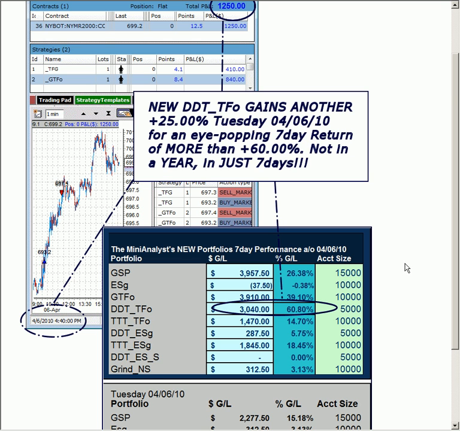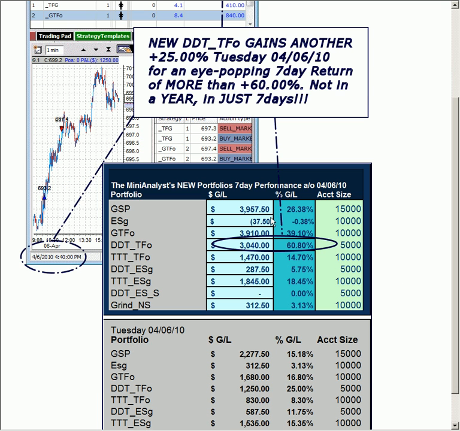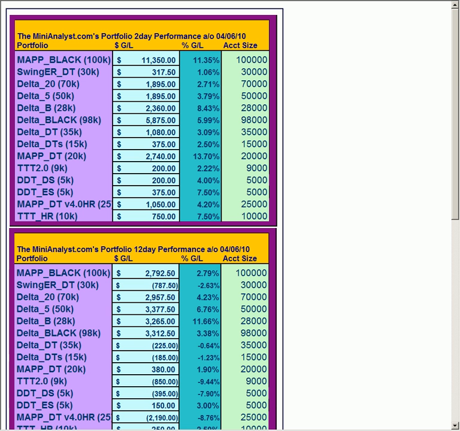So really a banner portfolio, and actually all of our portfolios, if you look right there, these are all the new portfolios. ESG's lagging a bit. Coming in number 2 is the GTFO at $3,900 or 39% on a $10,000 account. GSP's coming in at a 26% return, $4,000 on a $15,000 account, and TDT at almost 20% over the last week, $1,800 on a $10,000 account, a bit more conservative portfolio, the TTT ESG. We're actually going to look at those.